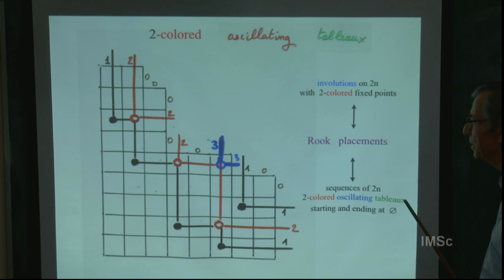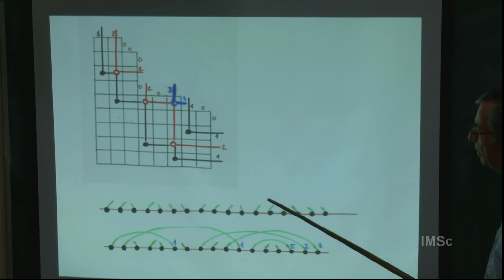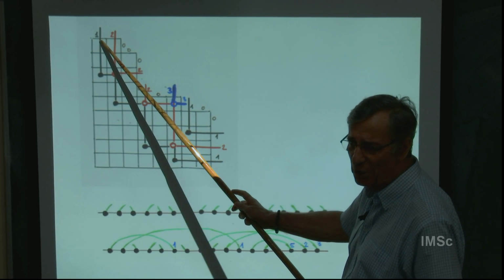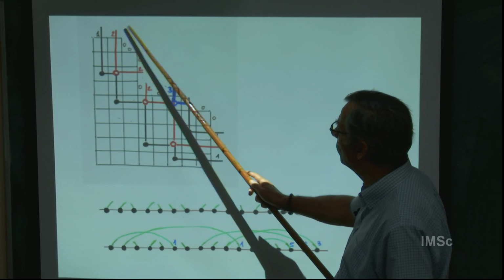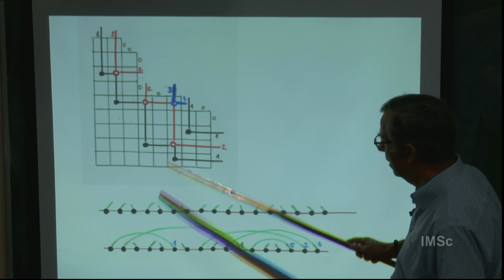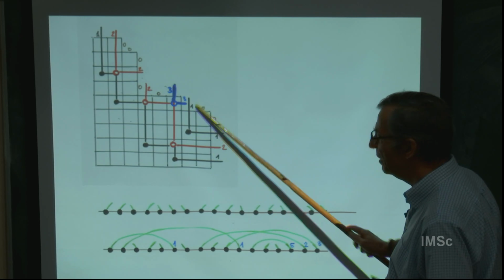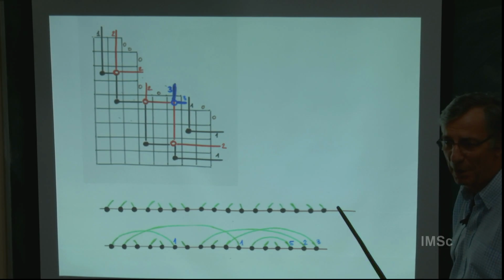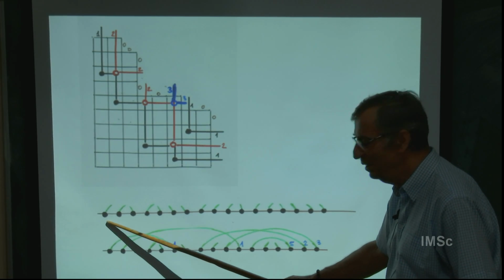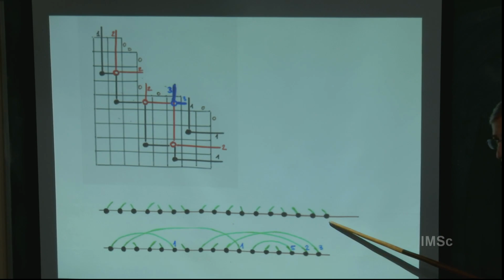So this is in bijection. The bijection is the following. We do exactly the extension of Hermite history. Say I follow my path. If I was trying to do a rook placement with one rook in each row, then I would get this. This is the first step of Hermite history.